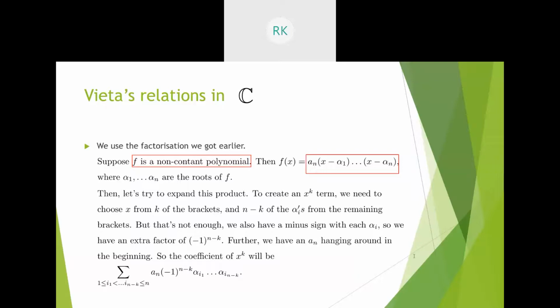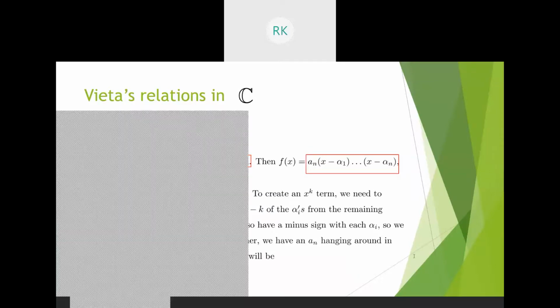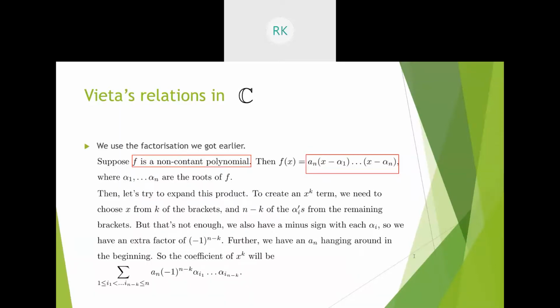So if you have done this for quadratics, you should know this. What should be the x term? If you expand a times x minus alpha 1 times x minus alpha 2, then what should be the term with the x, the x power 1 term? What should be the coefficient of that term? Okay, right. So how did you arrive at this expression?